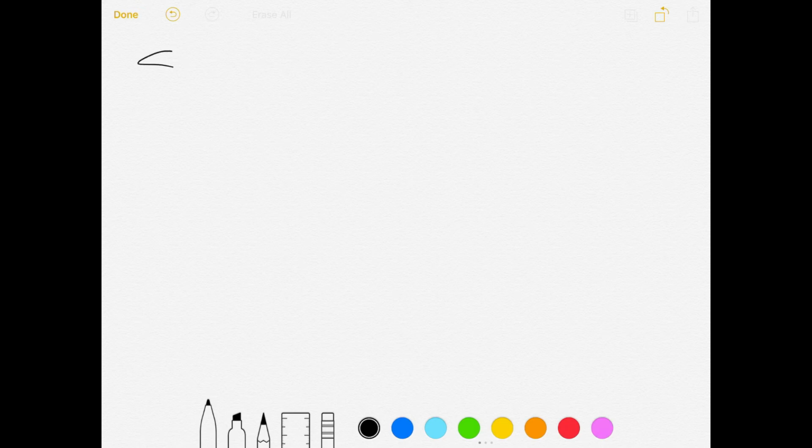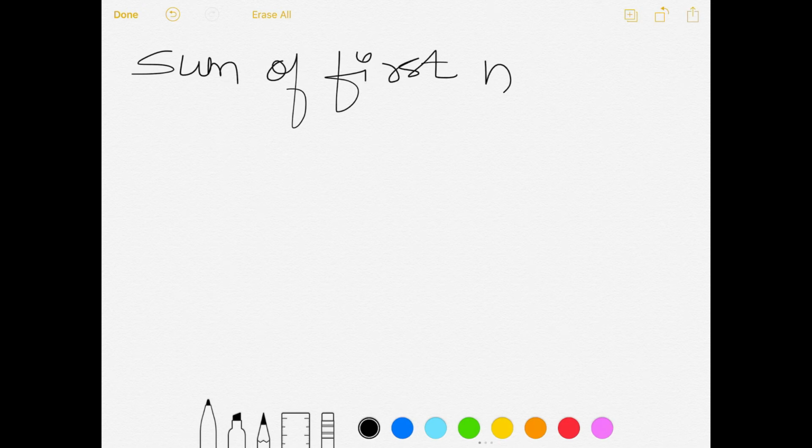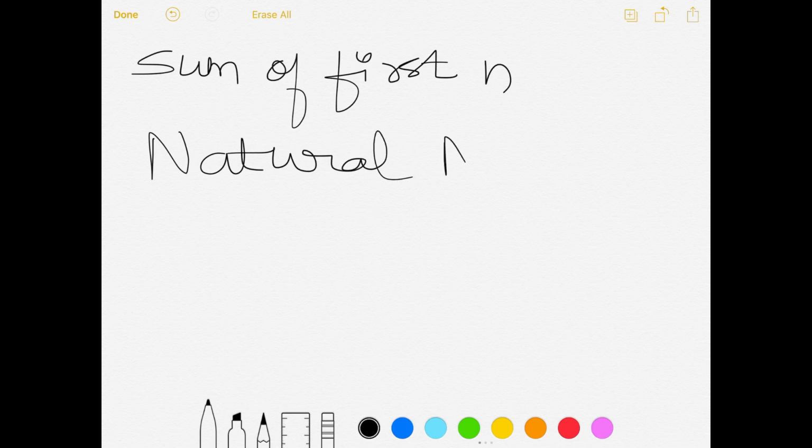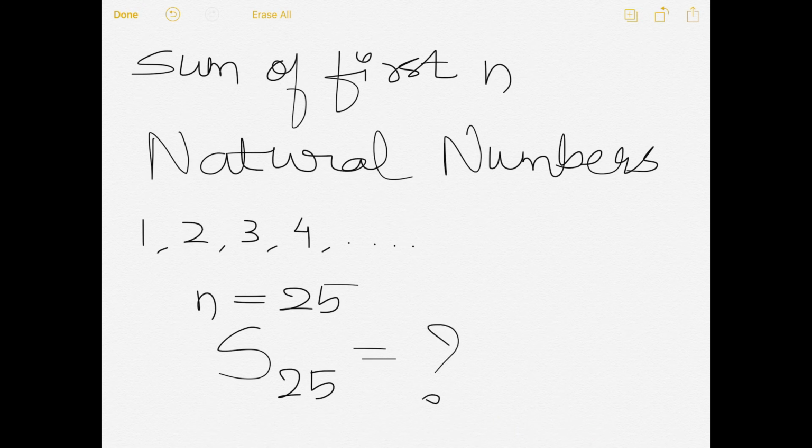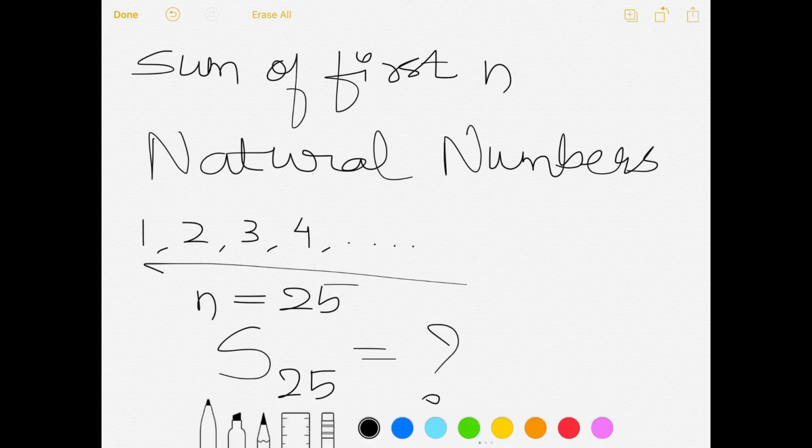सपोज इफ आई वांट टू फाइंड द सम ऑफ फर्स्ट n नेचुरल नंबर्स का मुझे टोटल निकालना है. सपोज इफ आई टेल यू दैट देयर इज एन AP सच एज 1 2 3 4 and it goes on, and suppose if I tell you that I want to find the sum till 25, ठीक है. So I want to find the sum of the first 25 terms. ये कितना होगा? So it is a natural number. The sequence is a natural number sequence, right?